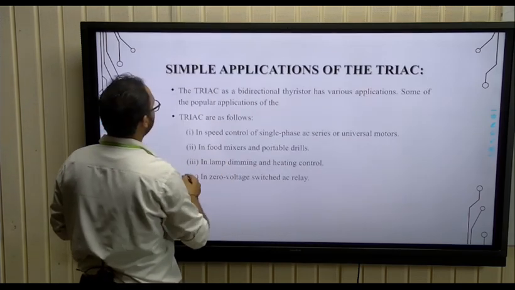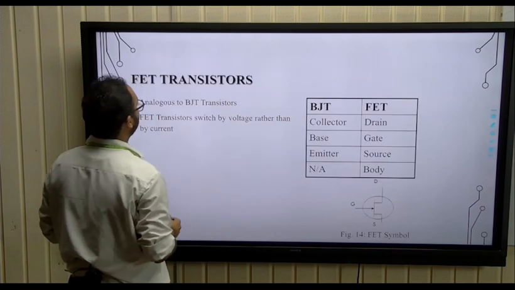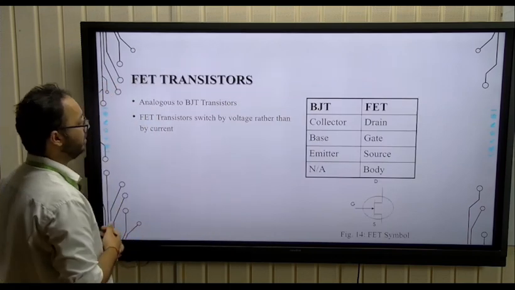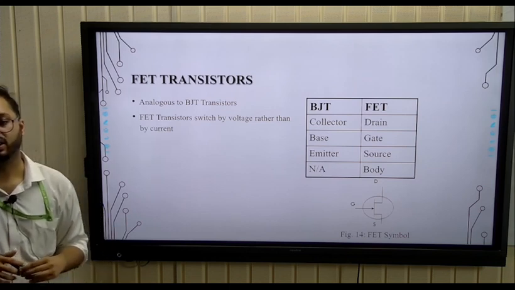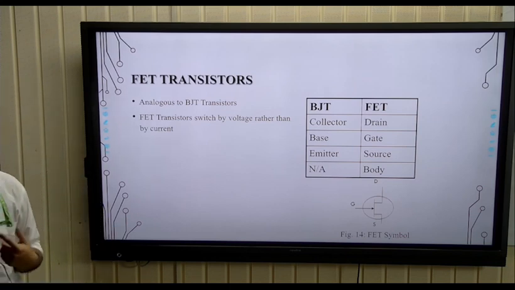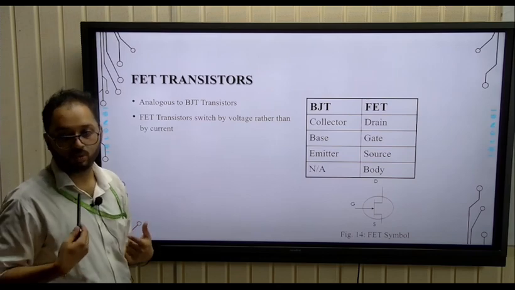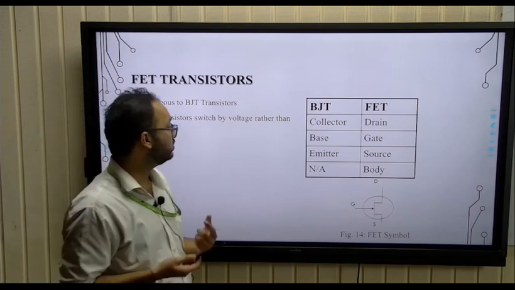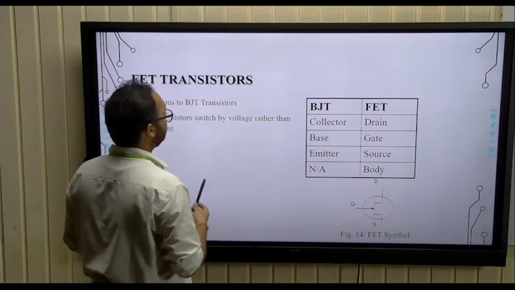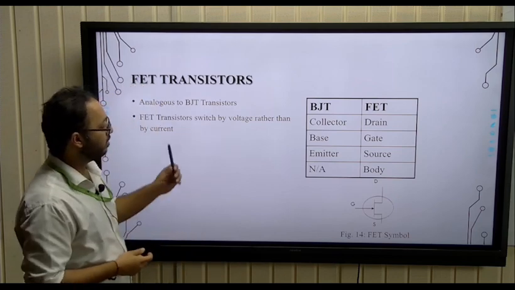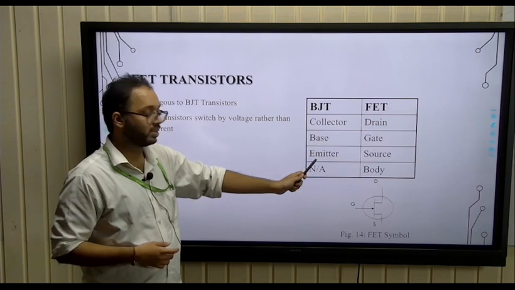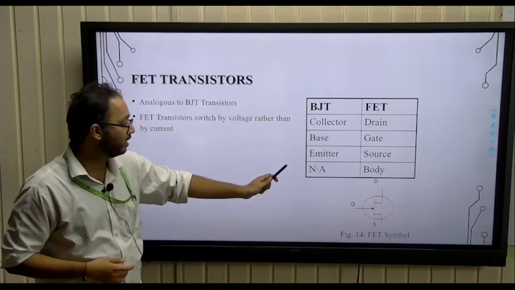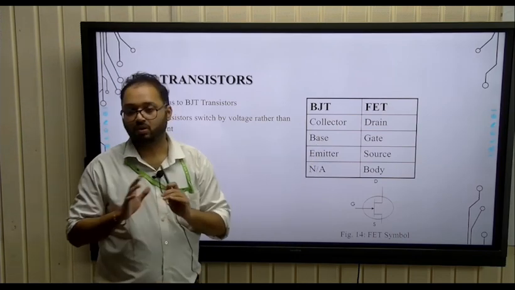So after this, we have studied the simple applications and we come on to the FET. You have learned about BJT, so I am not going to teach you again about BJT because you have studied more about it in the EDC class. So what happens with FET is that when we compare BJT, there is a collector, there is a base, there is an emitter, and there is nothing else that can be drawn out of it.